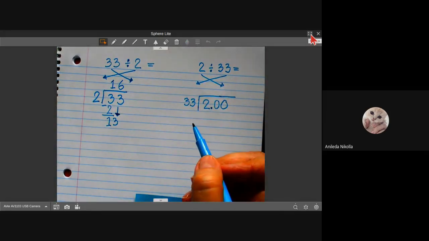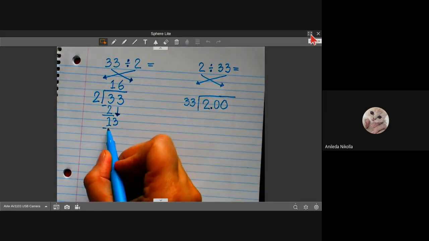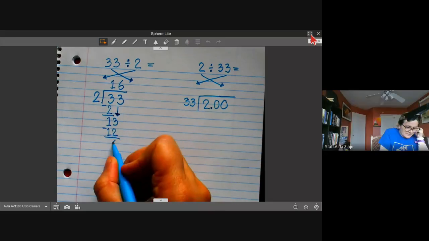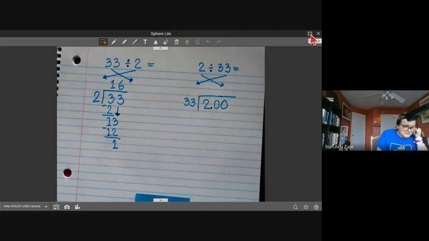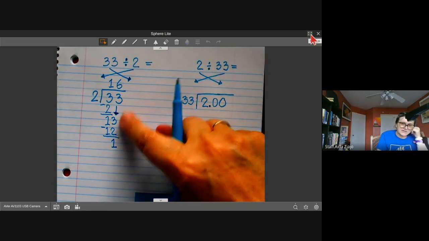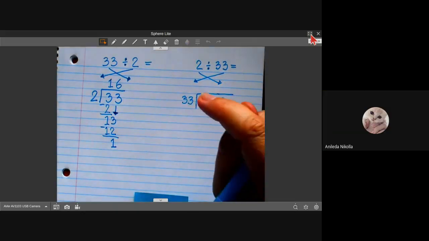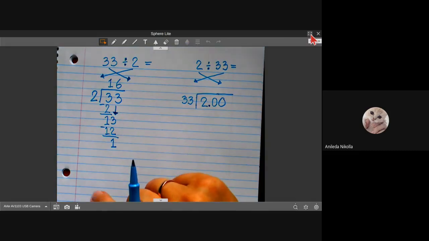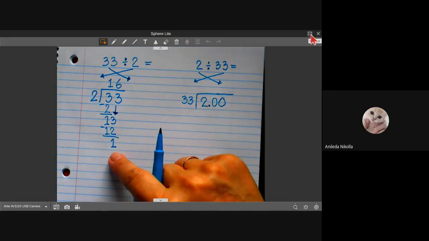Then 6 times 2 is 12, so you put the 12 under the 13 and subtract. Okay. And do I have any more numbers to carry down? No, but you do have a 0 from the tenths.